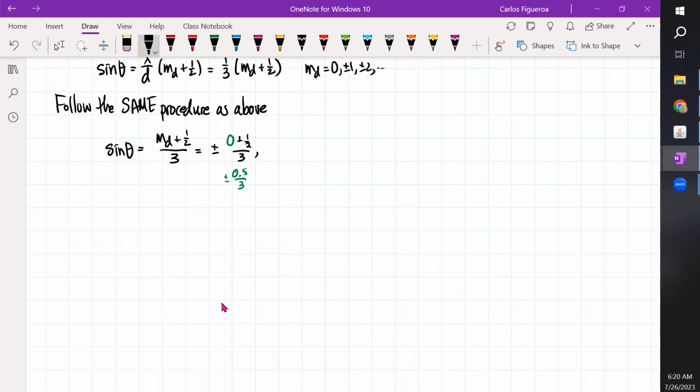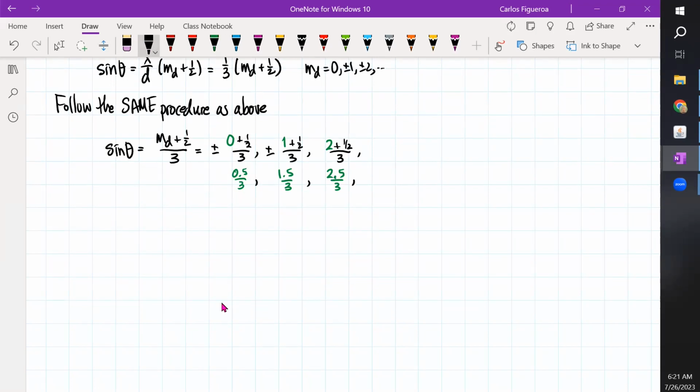And then I continue. So then I keep summing. I'm going to get plus or minus 1 plus 1/2 divided by 3. So this is then going to be 1.5 divided by 3. And you can see here that this is less than 1. So I keep following my sequence. And then I go to 2 plus 1/2 divided by 3. And now I'm at 2.5 divided by 3. That's still less than 1.